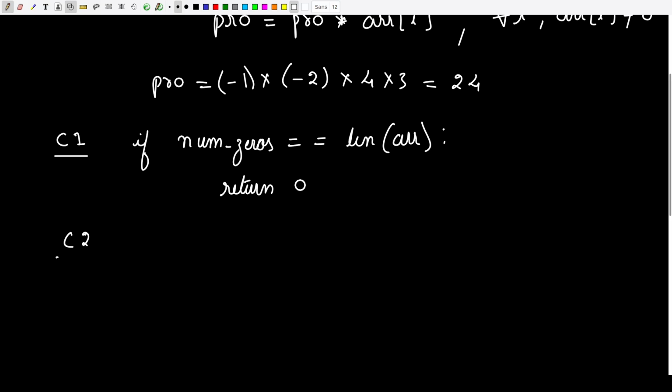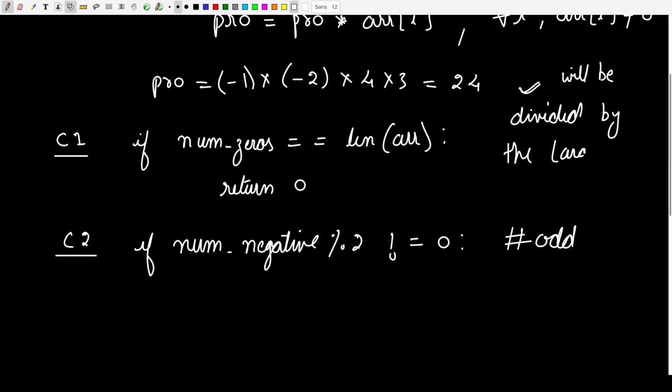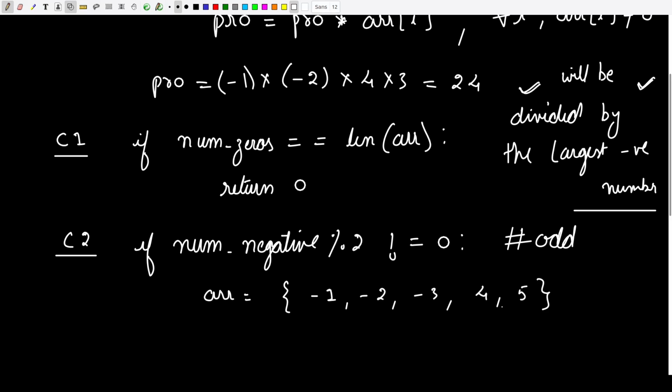The second case is if number of negative is not equals to 0. So that simply means number of negatives is odd. If the number of negatives are odd, then what we are going to do is this entire product will be divided by the largest negative number. So let us try to understand this with the help of an example. Let us say the array which is given to us is something like this. So this is the array which is given to us.